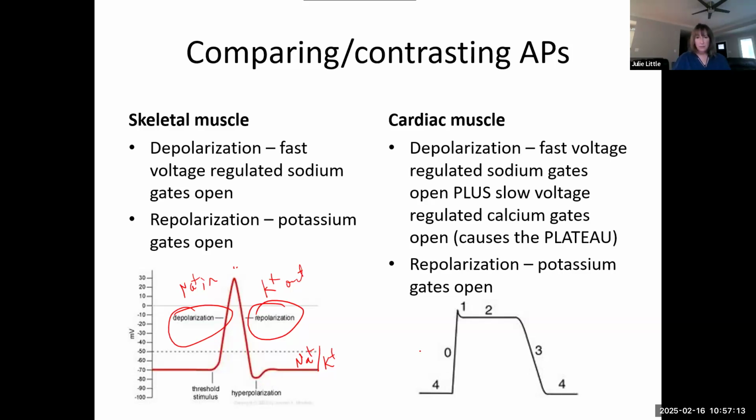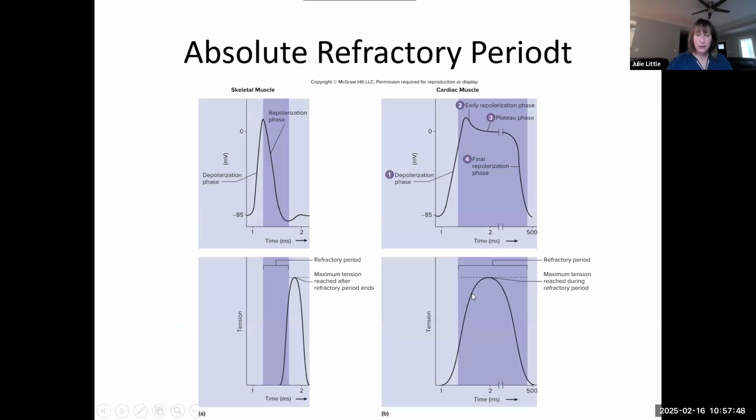When we get to cardiac muscle, here on this side, we still have the sodium rushing in. We still have the potassium over here rushing out. So it's the same story, depolarization and repolarization, but this plateau phase is continued because of the slow voltage regulated calcium gates. Here we have the calcium coming in because the calcium opened up after the sodium gates. Saying the same thing over and over. It's an eventual brainwash.